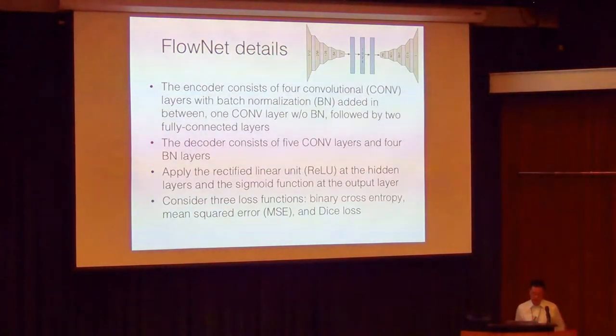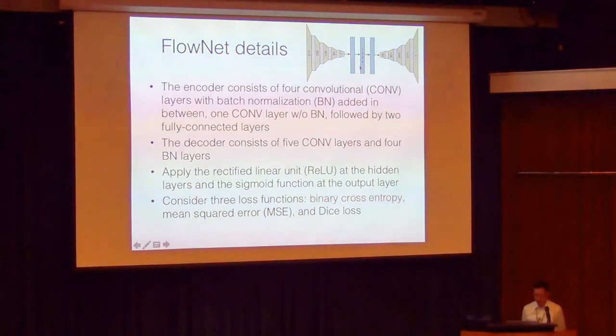So the design of the autoencoder: the encoder consists of convolutional layers, okay? The yellow ones you see on the top, followed by batch normalization. At the end, we have one convolutional layer without batch normalization. Eventually we have two fully connected layers. And so again, you can compress those flow surface representations into feature vectors, and the decoder reverses that process.